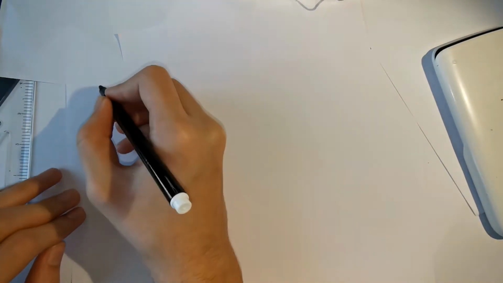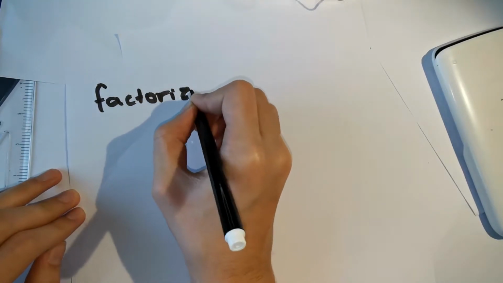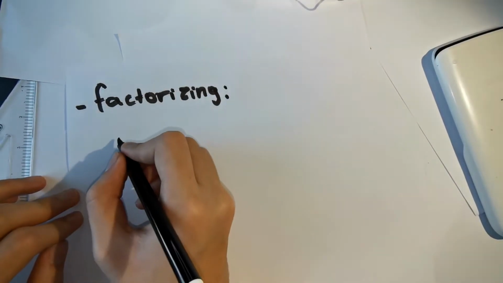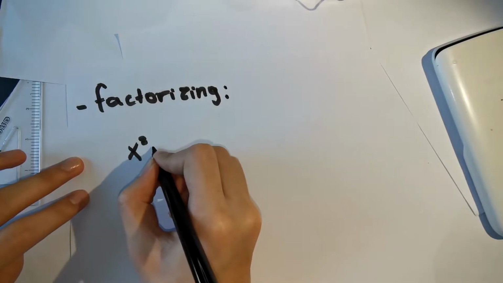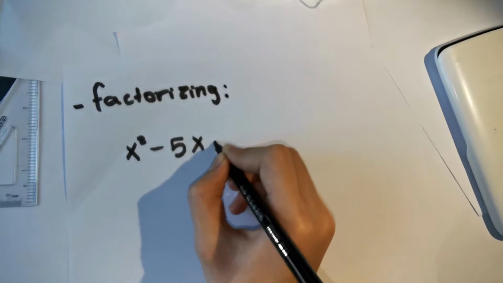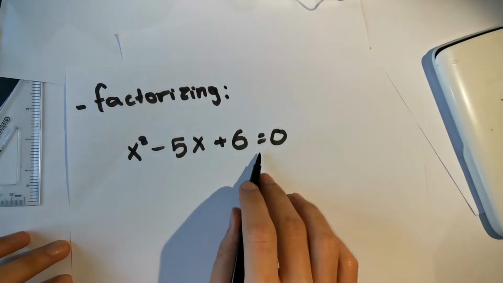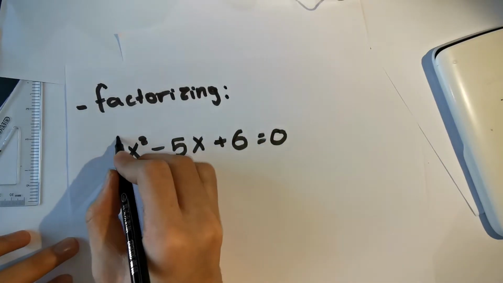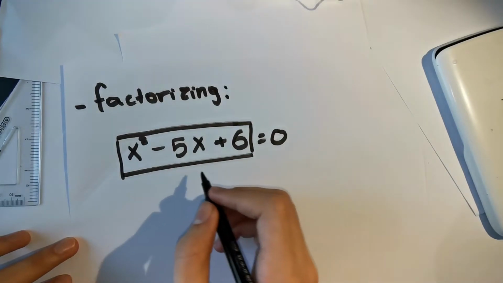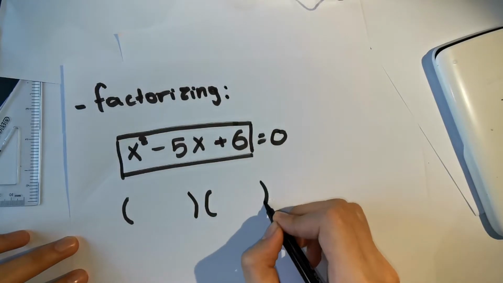So how can we solve a quadratic equation? One of the ways is by factorizing. Here we have an example: x squared minus 5x plus 6 equals 0. So we have to factorize this part here. We have to factorize it to get two brackets whose product equals 0.